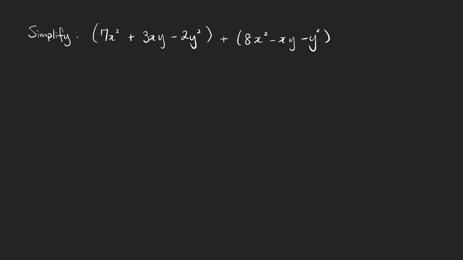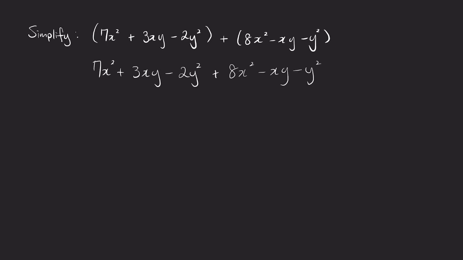Alright, I want to simplify this expression over here. And I start off by taking everything out of the brackets. And there's no coefficient on both of the set of brackets, so we just take them out as they are. So 7x squared plus 3xy minus 2y squared plus 8x squared minus xy minus y squared.